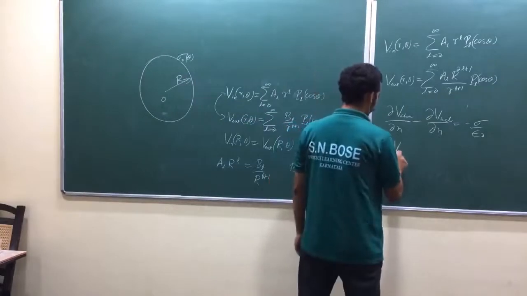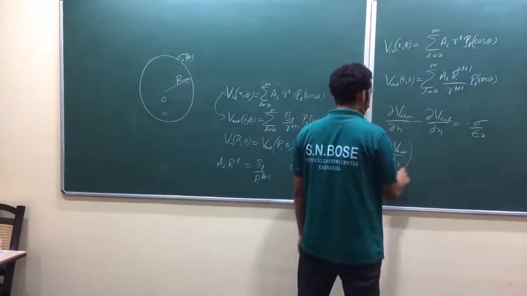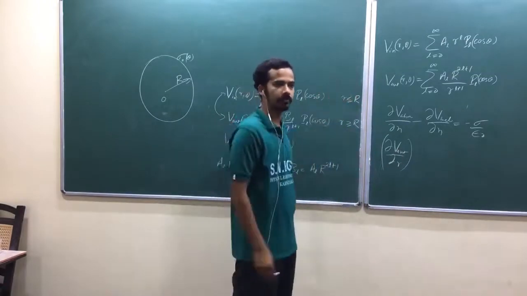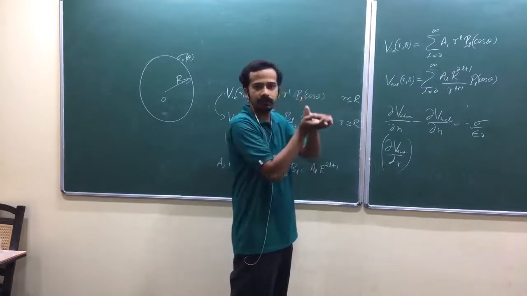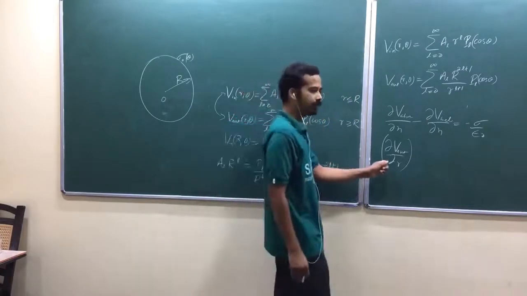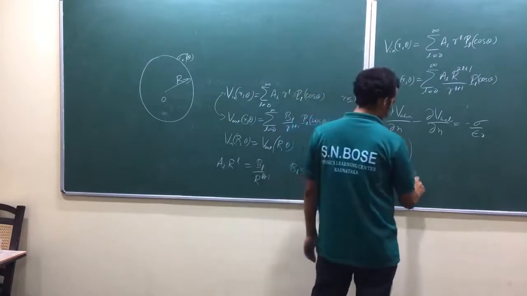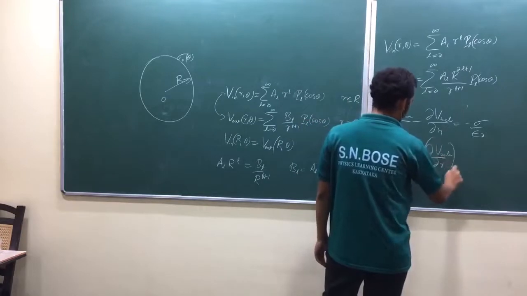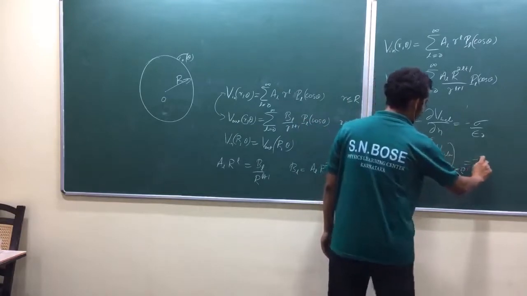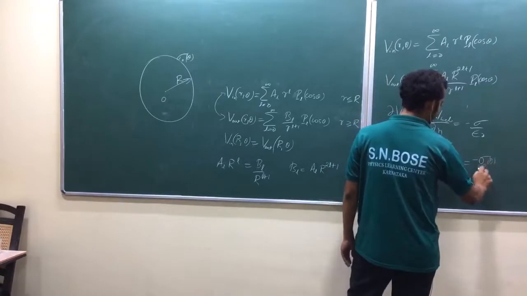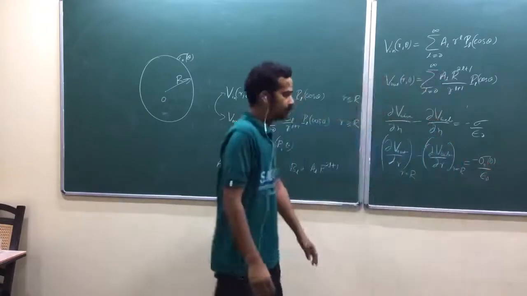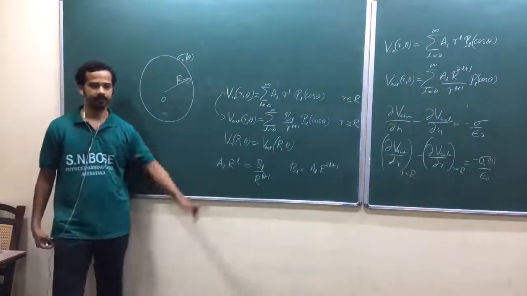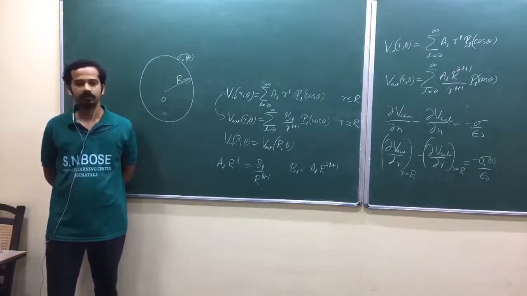So dou V outside by dou R, again you have to take this derivative on the surface, am I right? So do you remember our earlier boundary condition derivation? We made that epsilon tends to 0, isn't it? You have to take derivative. So at r equal to capital R, minus dou V below by dou r when r equal to capital R, that's equal to minus sigma of theta by epsilon naught. In this relation, you will get AL.